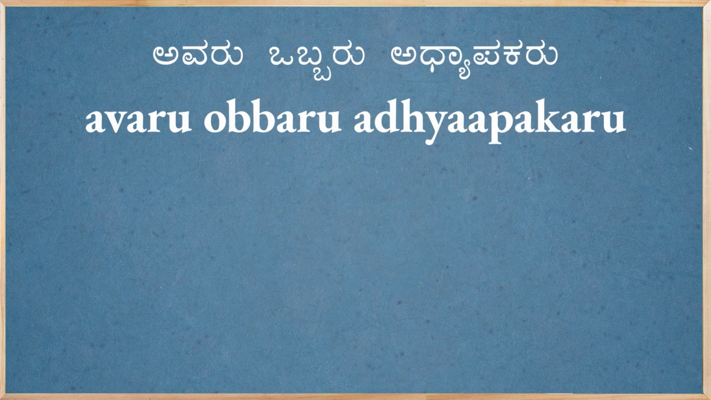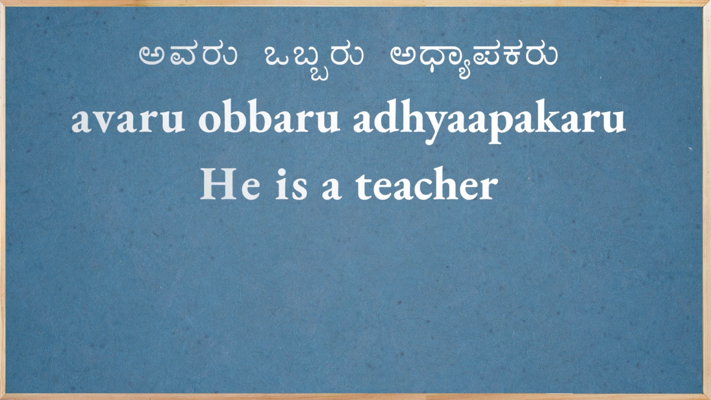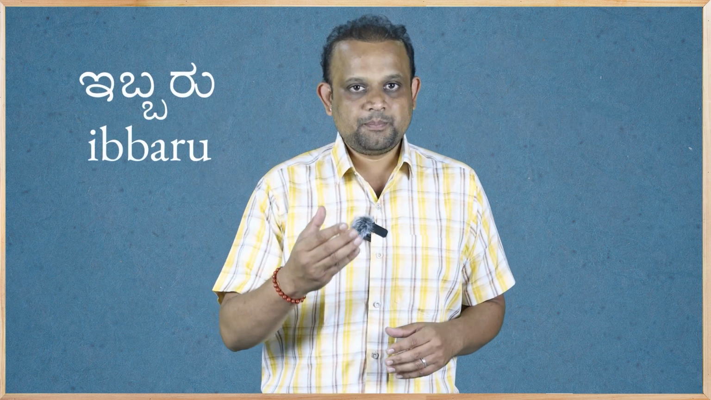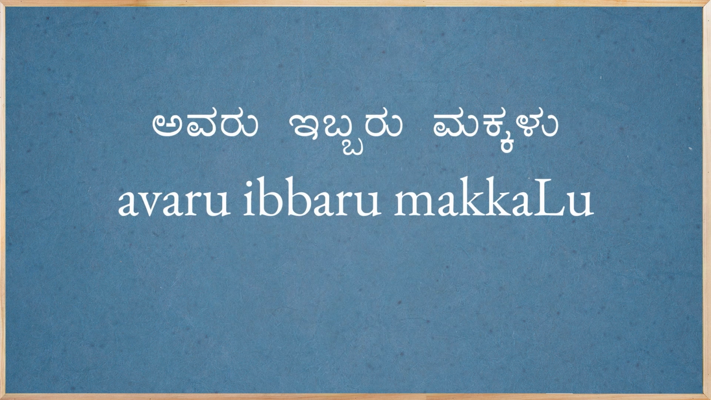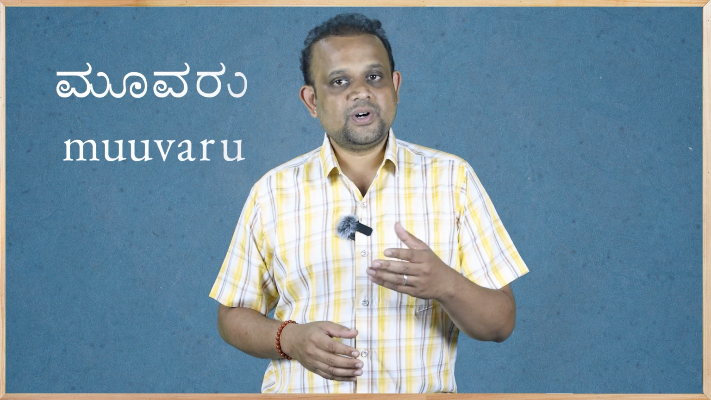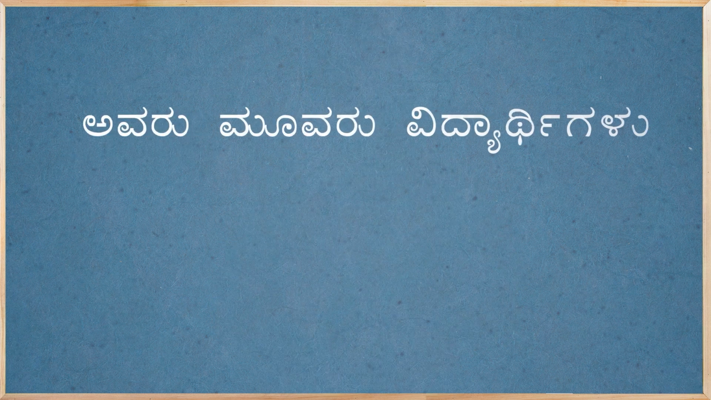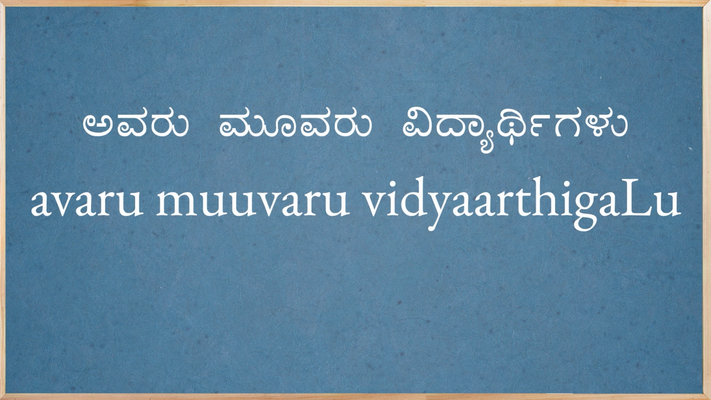For example, ಅವರು ಒಬ್ಬರು ಅಧ್ಯಾಪಕರು. He is a teacher. For two persons, it is ಇಬ್ಬರು. ಅವರು ಇಬ್ಬರು ಮಕ್ಕಳು. They are two children. Three persons is expressed as ಮೂವರು. ಅವರು ಮೂವರು ವಿದ್ಯಾರ್ಥಿಗಳು.